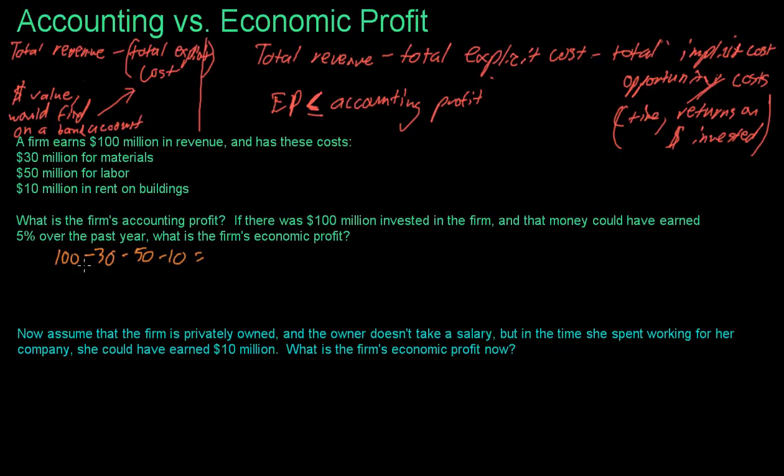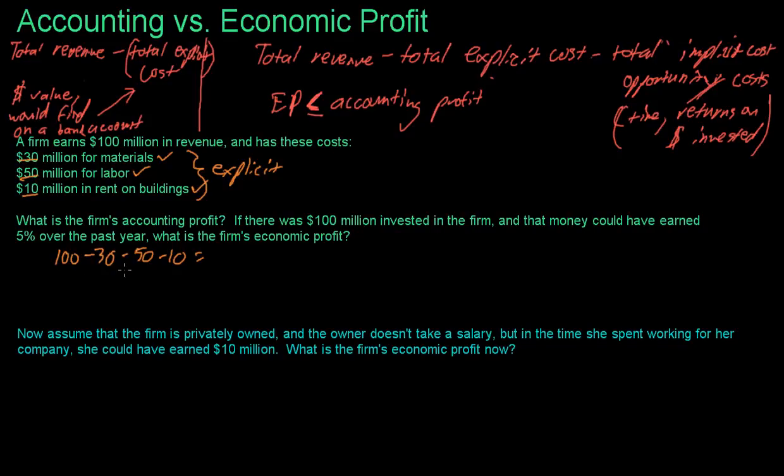So these are all explicit costs. The company had to write checks to its suppliers for materials. It had to write checks to its employees for their paychecks, for their salaries, and it had to write checks to its landlord for the rent for the buildings that it was occupying. So these all have explicit dollar amounts. They're listed right here. They all have dollar amounts that are written down. And you can imagine seeing any of these on a bank statement for a company.